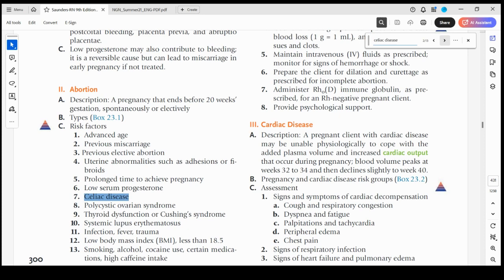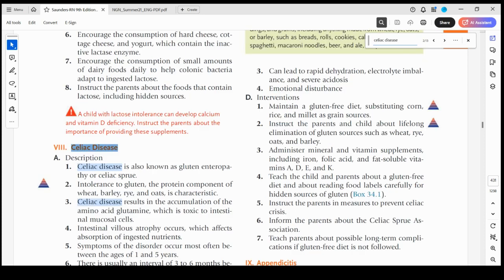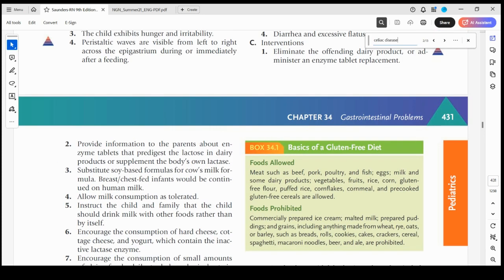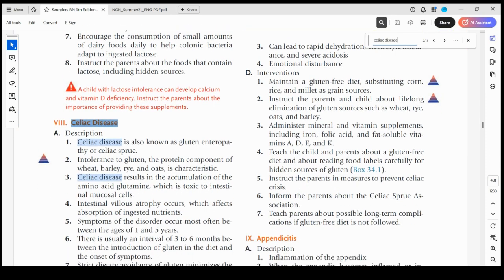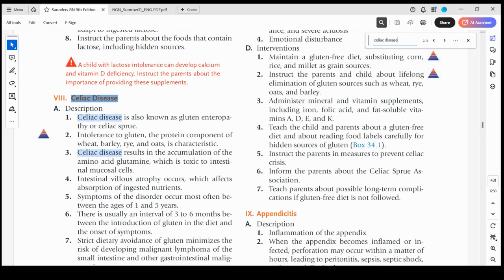Sometimes you want to go just specific to the topic, so you just click until you get there. Celiac is under gastrointestinal problems. It's chapter 34 in the pediatric section. Pediatric is the orange section. Celiac disease is also known as gluten enteropathy or celiac sprue. You may have already remembered that it's something to do with eating, so that's a good one to eliminate. What you want to remember about celiac is it is an intolerance to gluten. Gluten is a protein component of wheat, barley, rye, and oats.